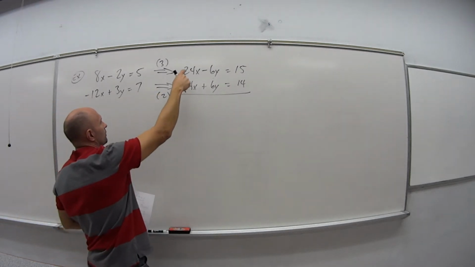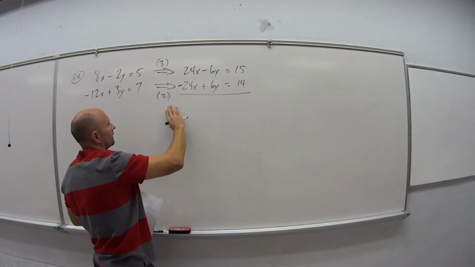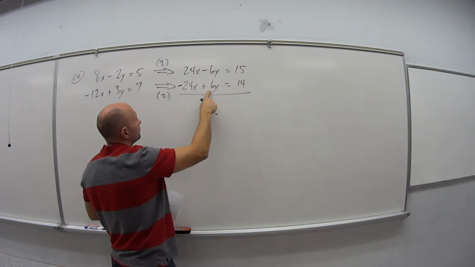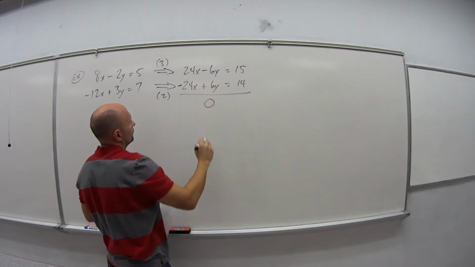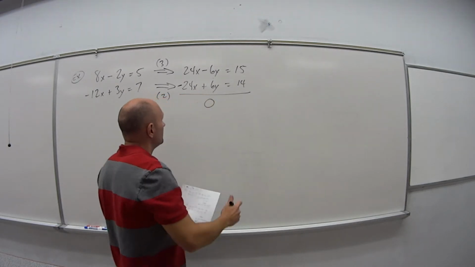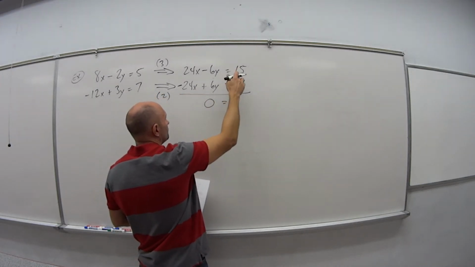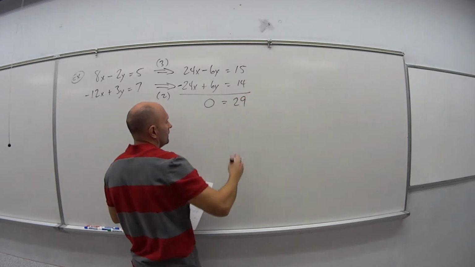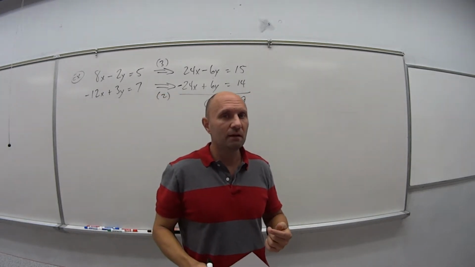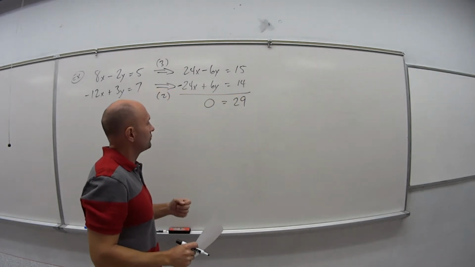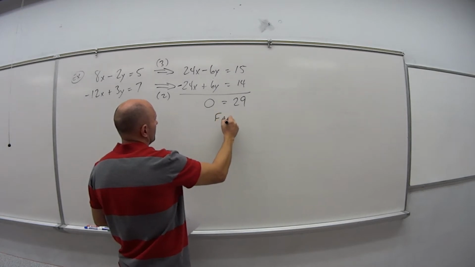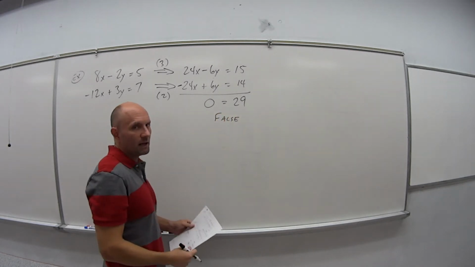So if I add down, what do I get? 24x minus 24x is 0. But what happens here? Negative 6y plus 6y is also 0. So that means I end up with 0 on the left-hand side. What about on the right? 15 plus 14 is 29. So by elimination method, I've now gotten an equation of 0 equals 29. Well, that's false. 0 does not equal 29.